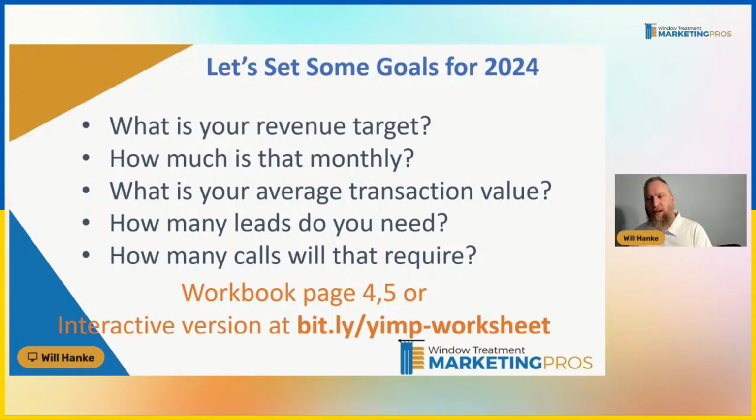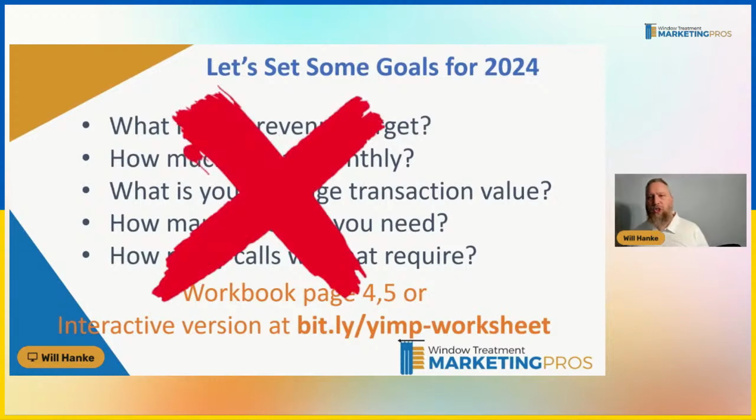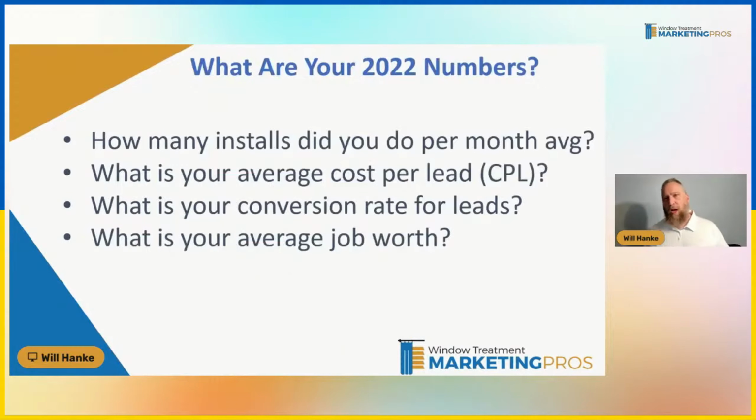So divide that number by 12, figure out what your average transaction value is, and then you'll know how many leads you need in order to hit those numbers as the months go on, right? So that's one way to do it. That's the way that sheet works. The other way to do this is talk about installs. So how many installs do you need to do per month in order to hit your goal?